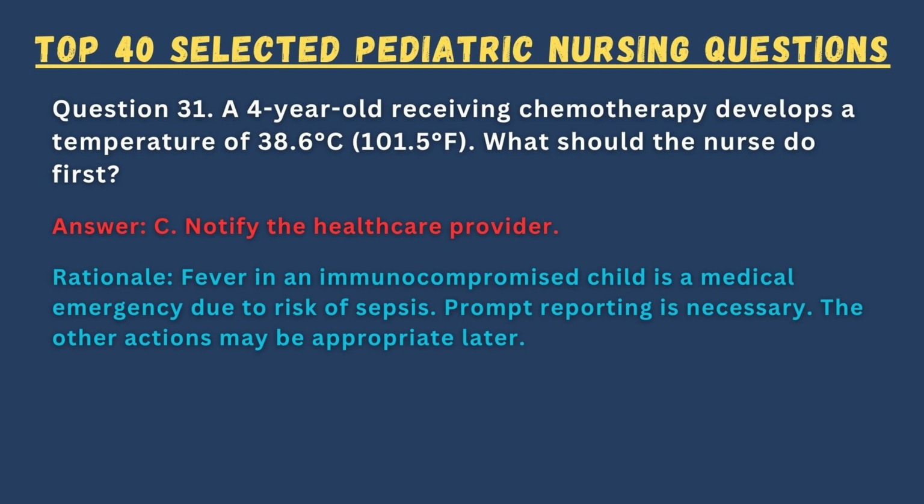Answer: C. Notify the healthcare provider. Rationale: fever in an immunocompromised child is a medical emergency due to risk of sepsis. Prompt reporting is necessary. The other actions may be appropriate later.